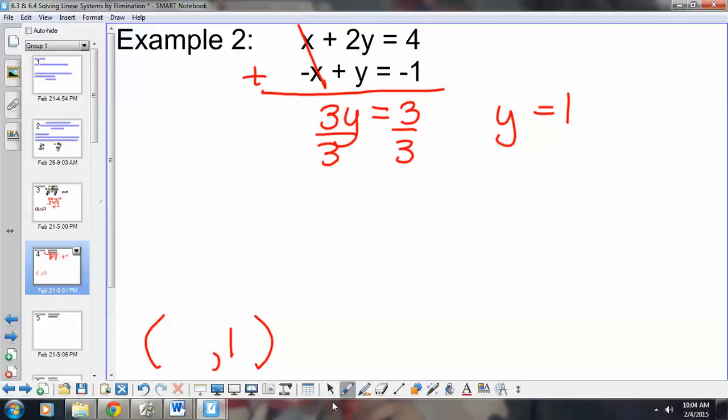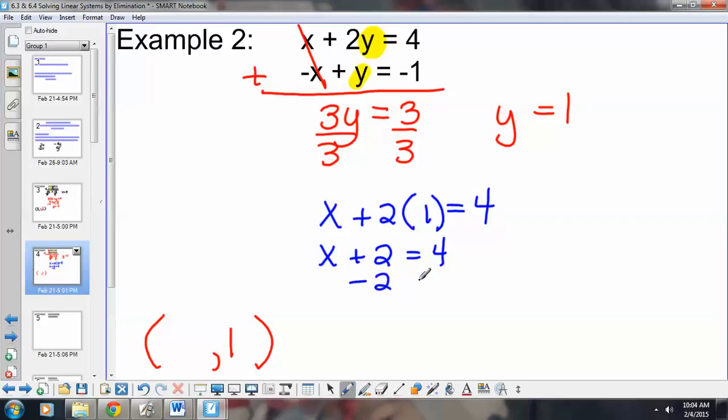Now find the x. Remember, you can substitute wherever you want. You could put it into the first equation for y, or the second equation for y. It does not matter. Let's use the first equation. X plus 2 times 1 equals 4. 2 times 1 is 2. Subtract 2 from both sides. X is equal to 2. So we have the coordinate of 2, 1.